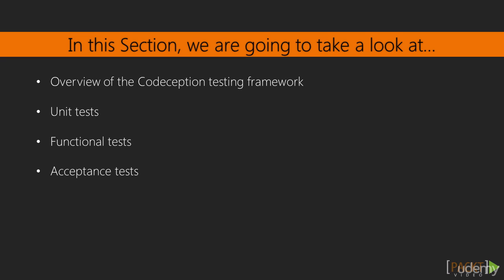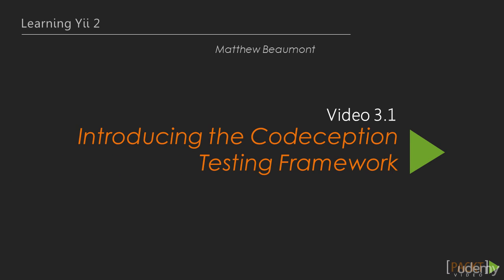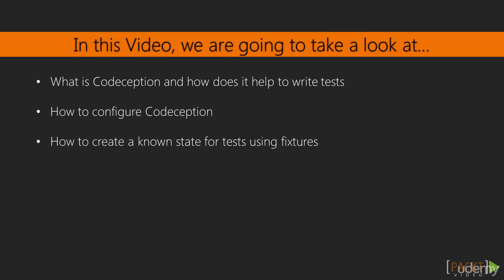We will learn how to configure Codeception and then use it to write unit, functional, and acceptance tests so we can feel confident that our applications work as we intend them to. This is video 3.1, introducing the Codeception testing framework. In this first video, we will learn what Codeception is and how it will take a lot of the tedious work out of writing automated tests for our application.